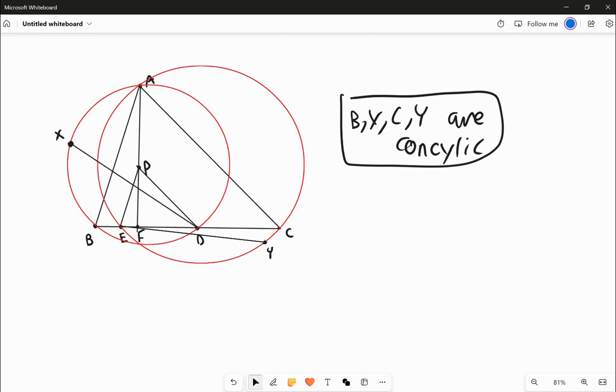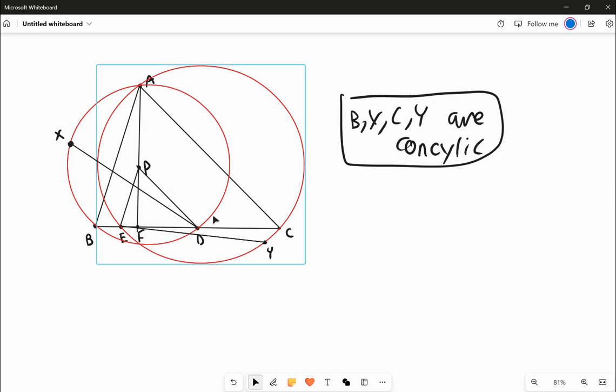So how can we get started on this problem? It might seem like we have to use radical axes because we have 2 points on 2 different circles, and we want to show that they're concyclic. So we might want to show that X, B, C, Y, and the radical axis concur at the same point. The radical axis of these 2 red circles. So how will we show that?